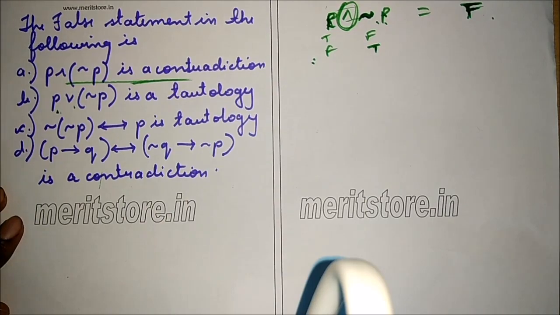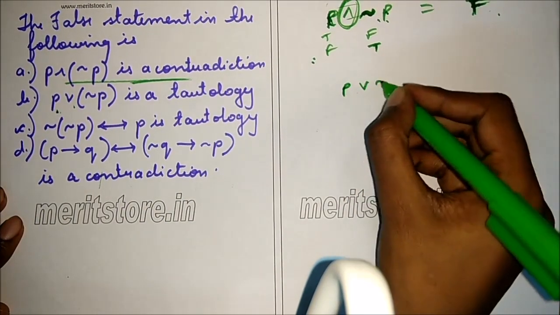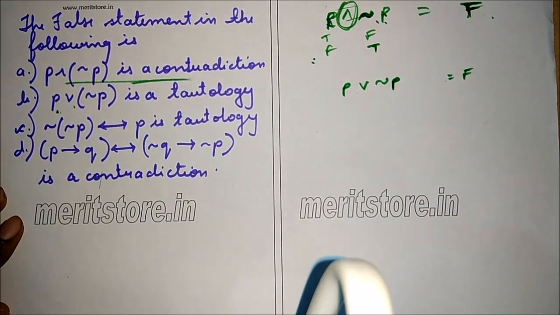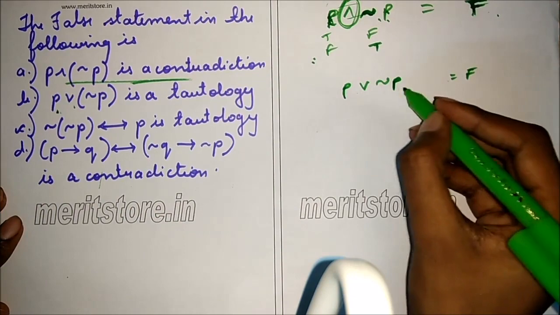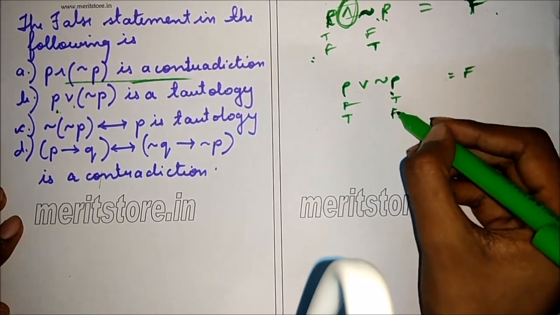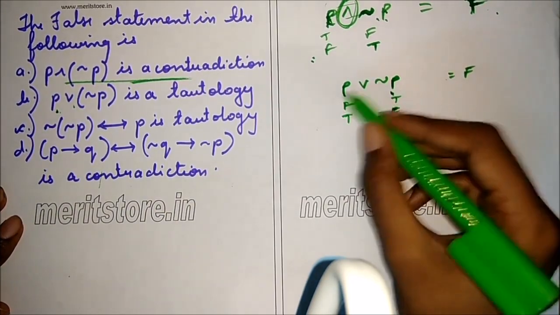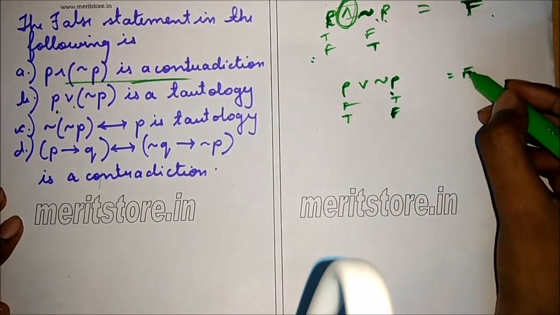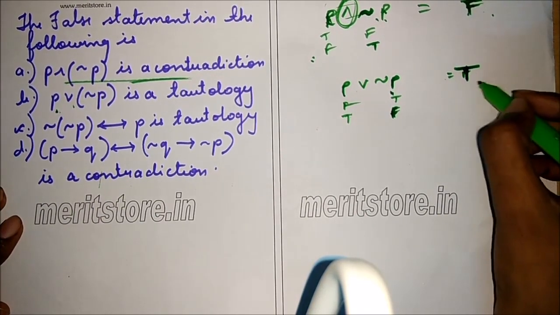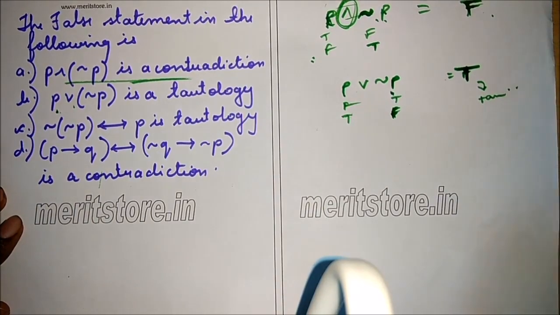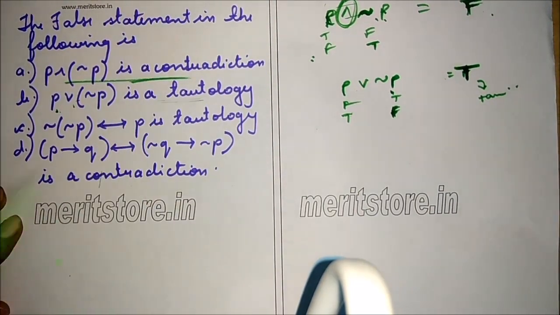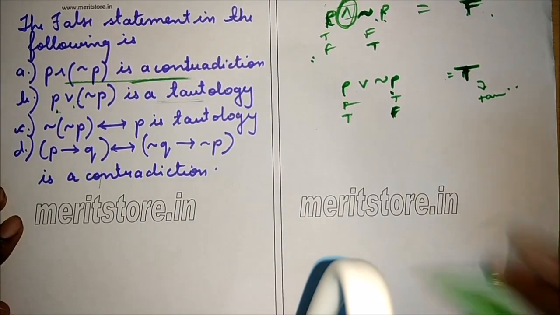P or negation P is a tautology. So P or negation P. For this to be false, both the statements should be false. Now, if this is false, then this will be true. And when this is true, this will be false. So it will never happen that both the statements are false. So this can never be false. So it will be always true. Since it is always true, it is a tautology. So B is also correct, which says P or negation P is a tautology.